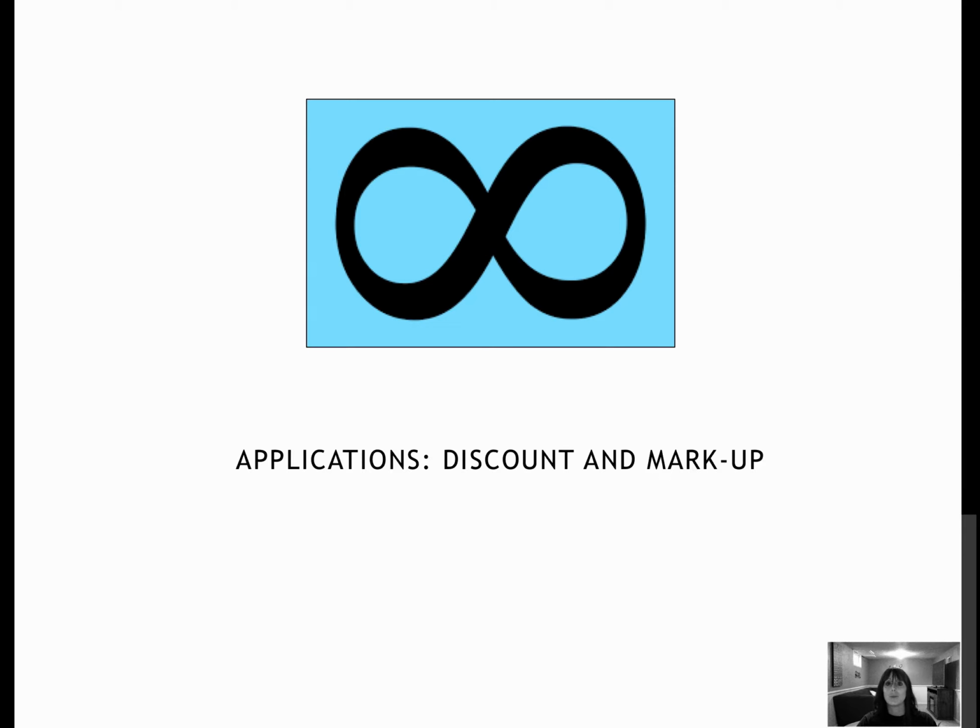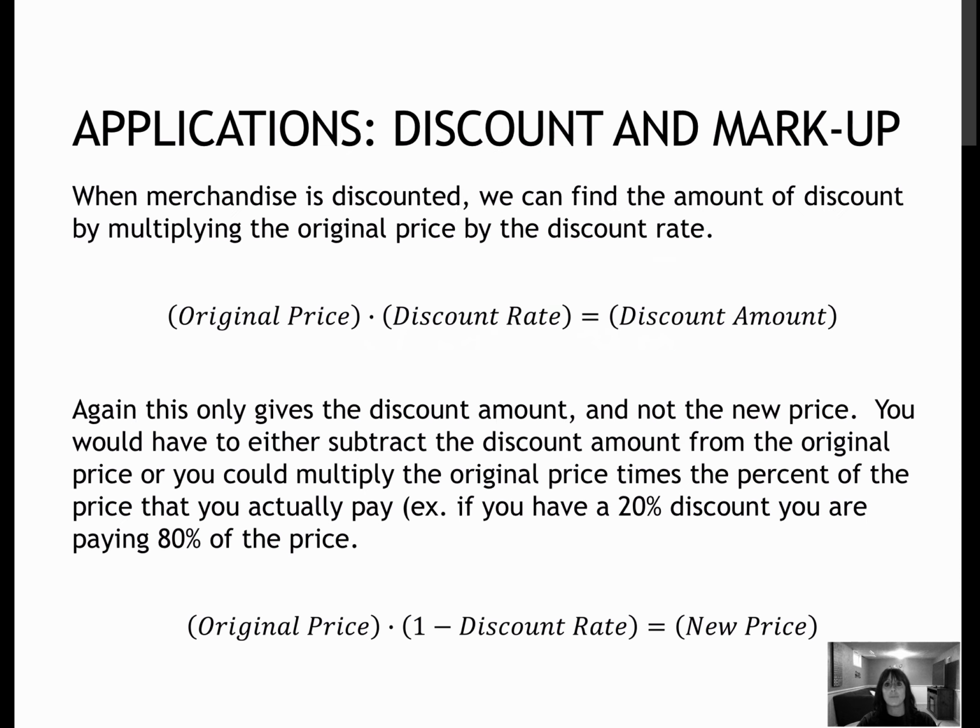Discount and markup is always a really good application of percents. When we're dealing with discounts, we would start with the discount rate multiplied by the original price, and that would give us the discount amount. Now, just as we did before, it's not going to give you the new price. If you want the new price, you'll take the original price times 1 minus the discount rate. So say you've got a 20% discount, that means you're actually paying 80% of the price, because 100% minus 20% is 80%. And that would give me the new price. You can do this either way that you want.